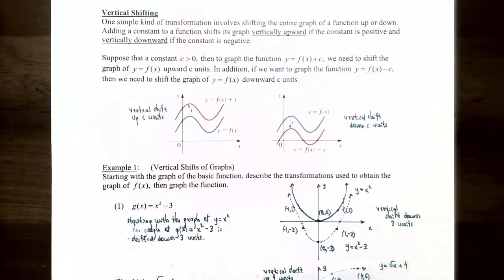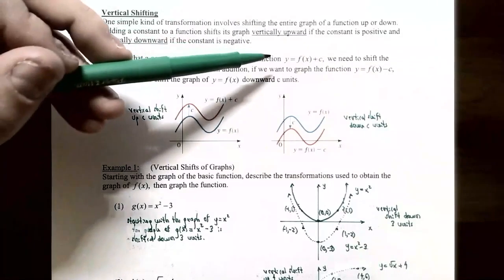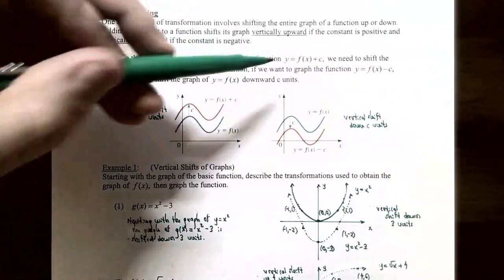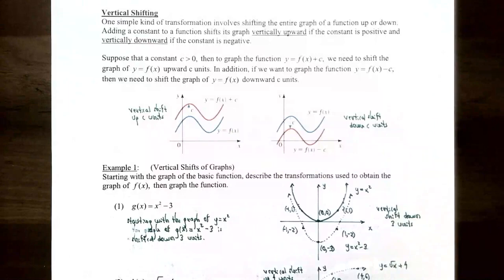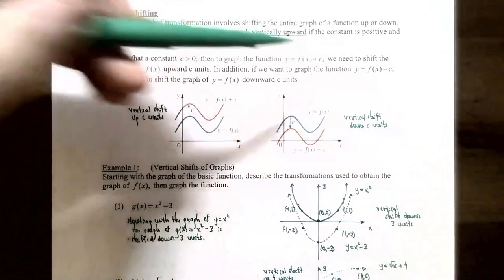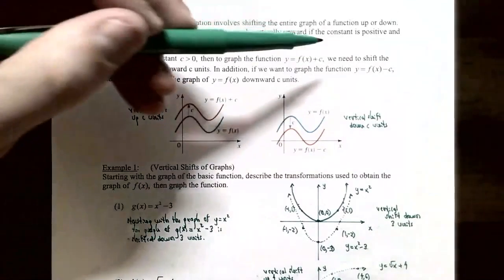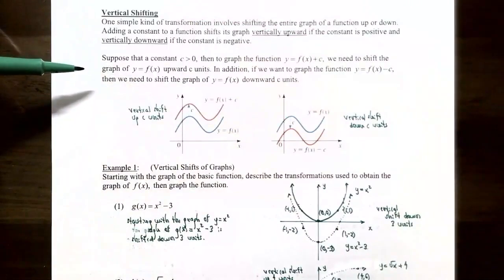Vertical shifting. One of the simplest kinds of transformations of a graph is shifting the graph up or down. If you add a constant to the function, it will shift the graph up vertically if the constant is positive, and it'll shift the graph down vertically if the constant is negative. So suppose that we have a constant, a real number c, that's greater than 0. If you want to graph the function y equals f of x plus c, you know what the graph of f of x will be. It'll be some basic type of function's graph. If you add c to that function, that will shift the graph upward c units.